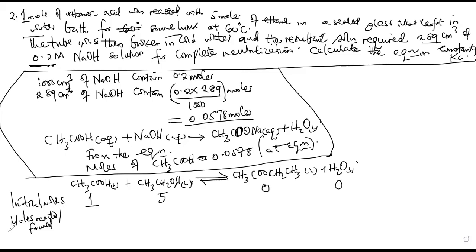The moles reacted or formed. Now, the fact that they are saying that 1 mole of ethanoic acid was reacted with 5 moles of ethanol. So now, if 1 mole was present, they need the equilibrium constant Kc.